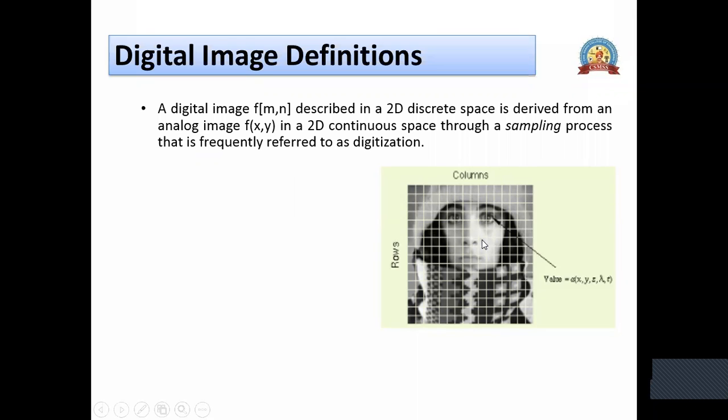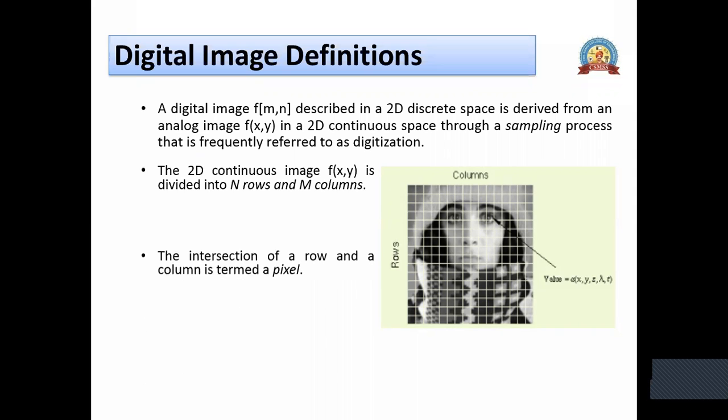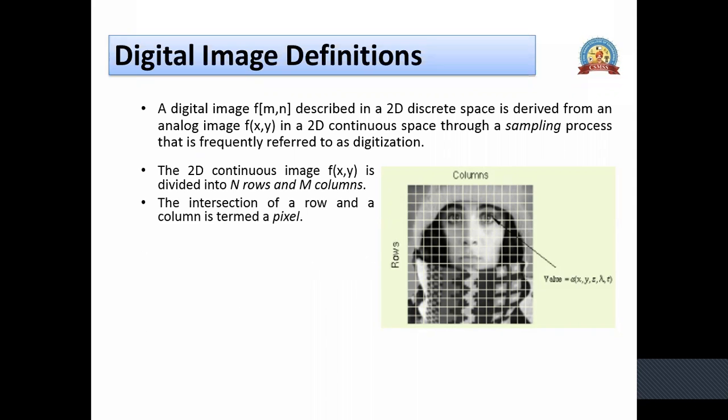Then each intersection between rows and columns is called a pixel. Pixel is nothing but an abbreviation of picture element. So the abbreviation of picture element is pixel. Okay, so each point here is nothing but a pixel, a picture element.